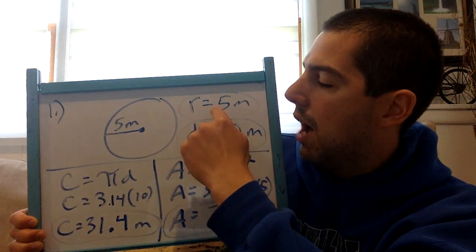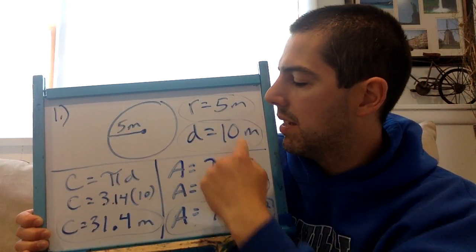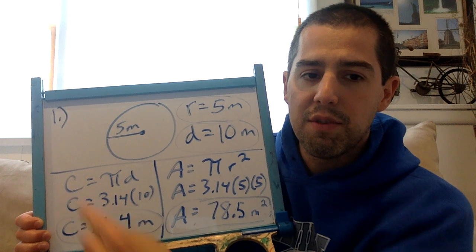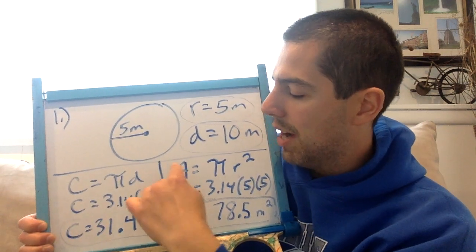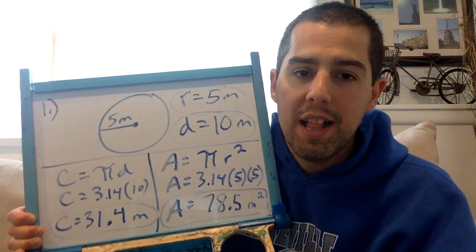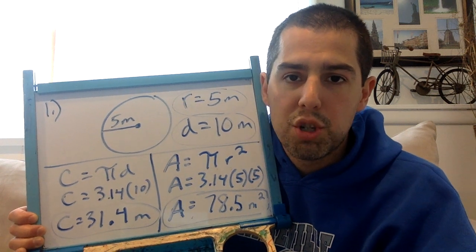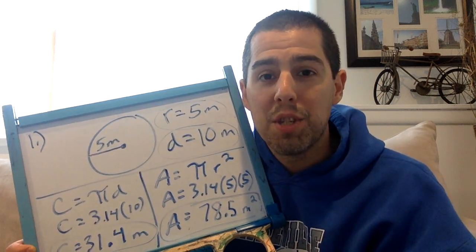Notice I wrote what the radius is. I wrote what the diameter is. I showed my 3 lines of work for circumference. I showed my 3 lines of work for area. This is what all of your problems should look like. And I'll show you with number 2.